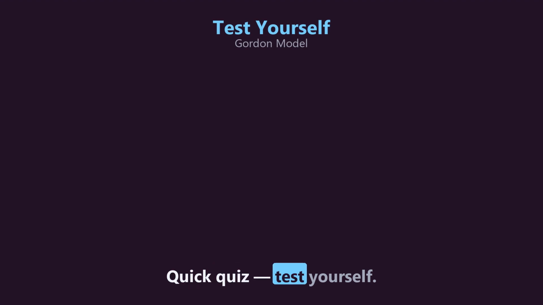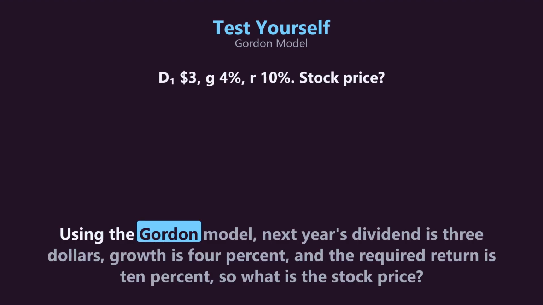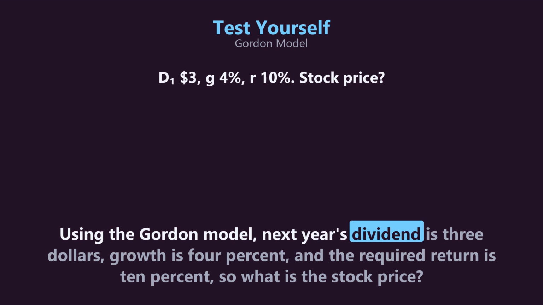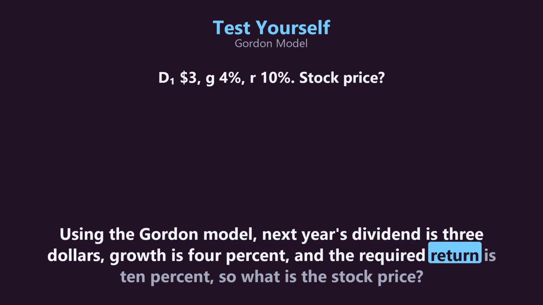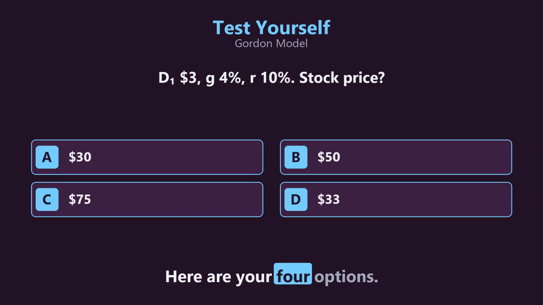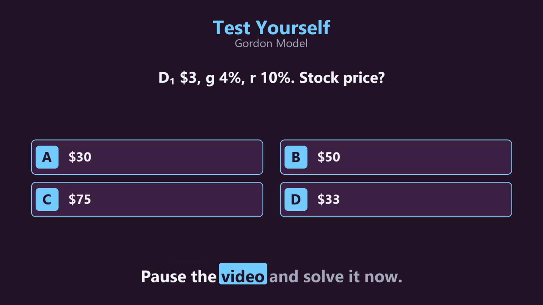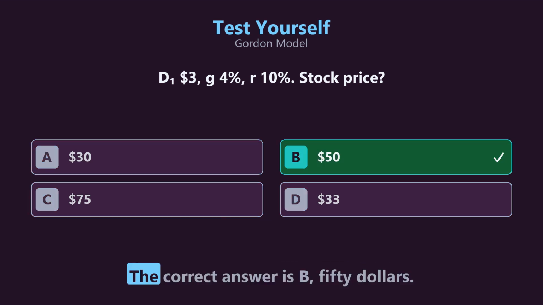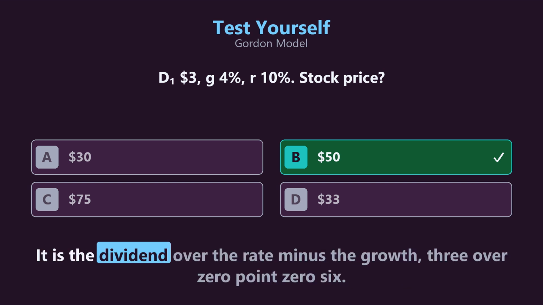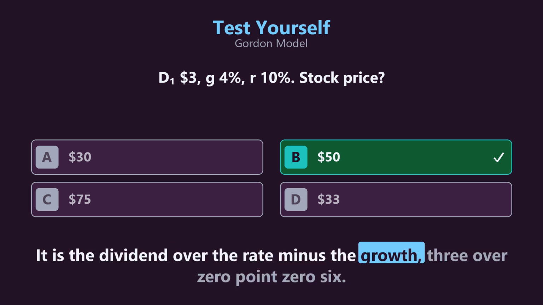Quick quiz, test yourself. Using the Gordon model, next year's dividend is $3, growth is 4%, and the required return is 10%, so what is the stock price? Here are your 4 options. Pause the video and solve it now. The correct answer is B, $50. It is the dividend over the rate minus the growth, 3 over 0.06.